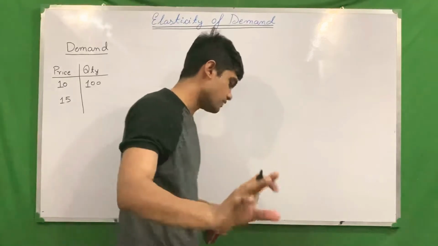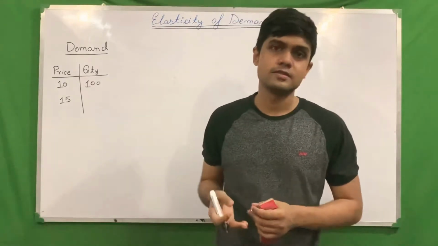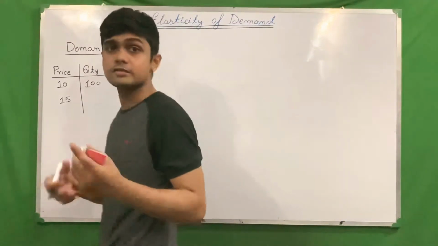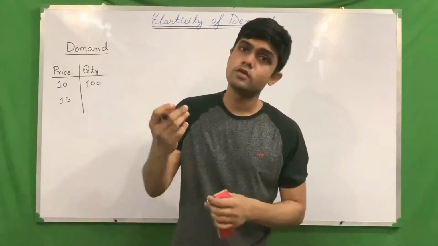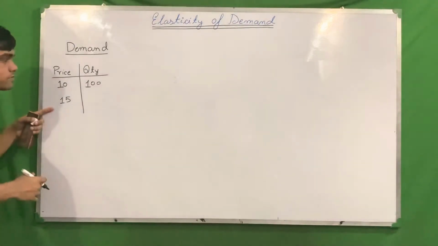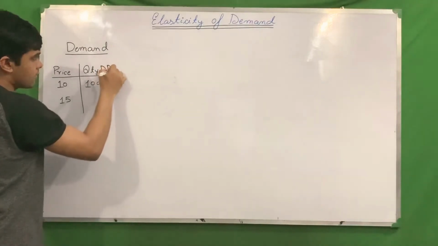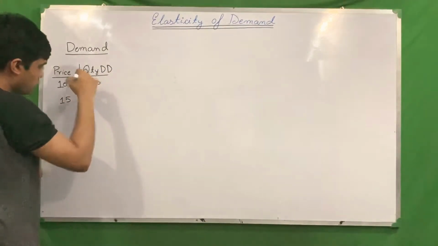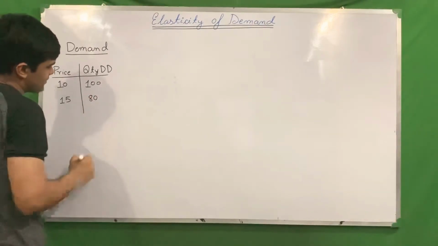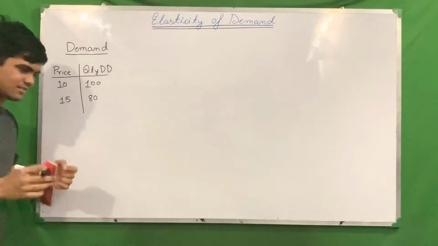Even if you did not study the demand chapter, I am assuming it is a general knowledge of common sense. If price rises, your quantity demanded will fall, obviously, because it has become more expensive. So you will not buy that. Obviously, you will buy something else maybe. So if price has risen to rupees 15, then quantity demanded, D means demanded, will fall to say maybe 80. Okay, yes, maybe 80 or 75, anything, no problem with that.